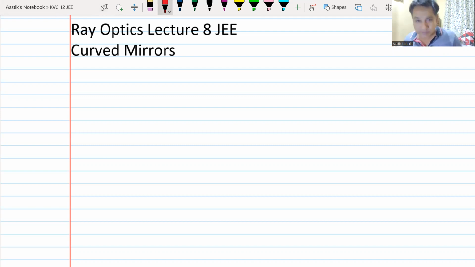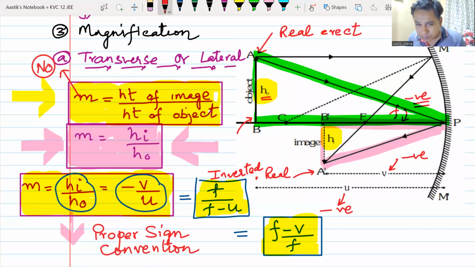Magnification. Yes, we were discussing magnification, and we had seen the first type of magnification, which was known as transverse or lateral magnification.